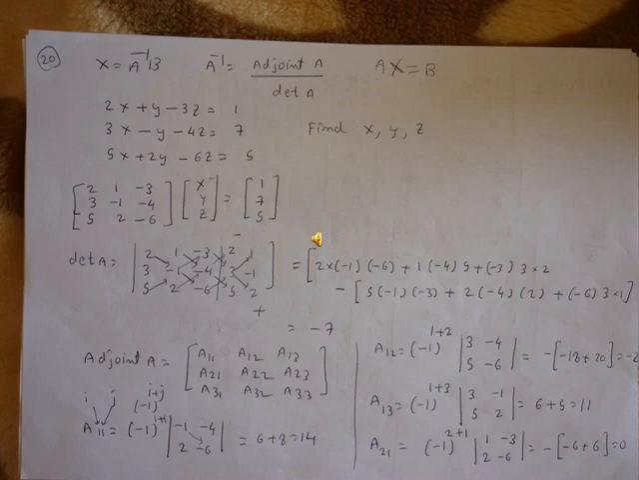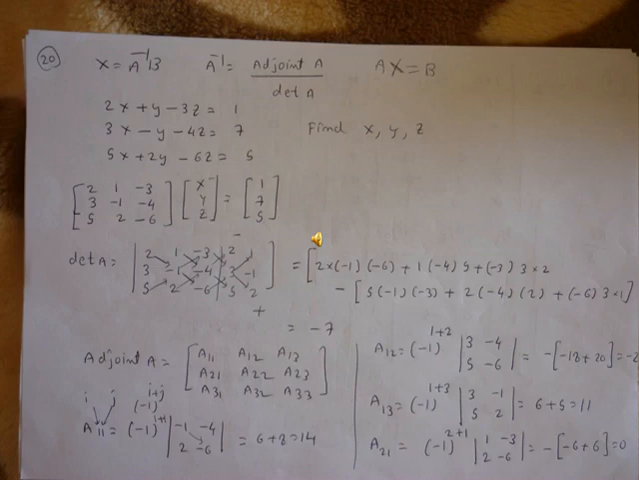So minus 1 power 2 plus 2, and the determinant is 2 minus 3, 5 minus 6, so you get minus 12 plus 15, so 3. A23 is minus 1 power 2 plus 3 and the determinant is 2, 1, 5, 2, so you get minus 4 minus 5, so minus 1.